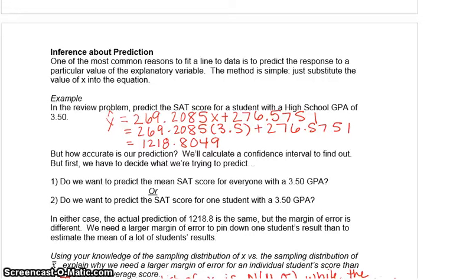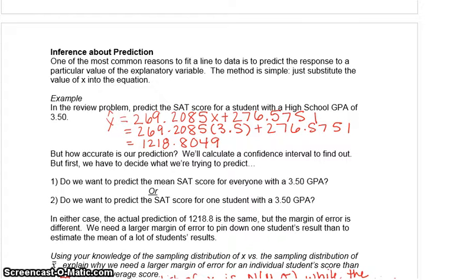Okay, so today we're going to be looking at inference about prediction. One of the most common reasons to fit a line to data is to predict the response to a particular value of the explanatory variable. The method is simple. Just substitute the value of x into the equation. So we've done this plenty of times.